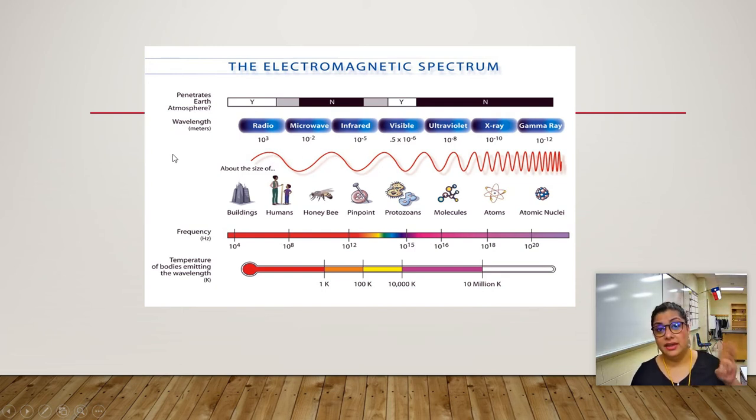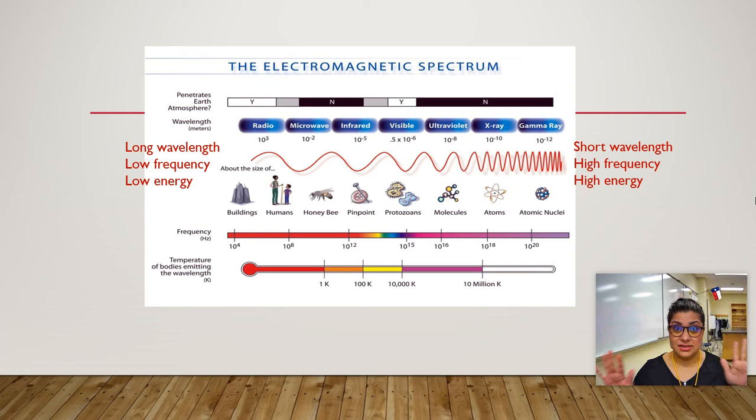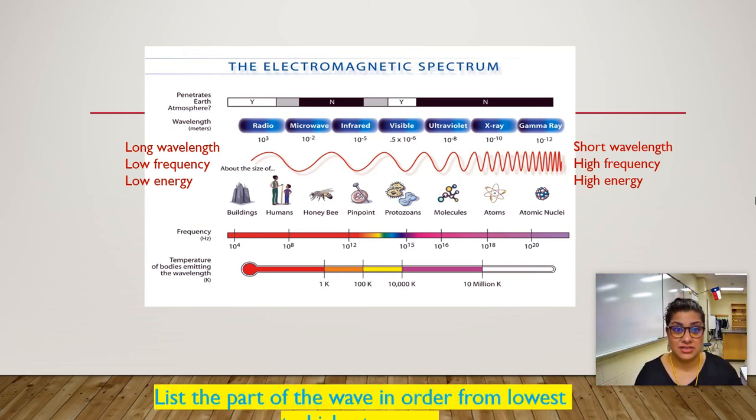That third one, energy. Energy and frequency are directly related. Energy will do whatever frequency does. So if frequency is low, energy will be low. So we have long wavelength, low frequency, low energy on this side. And the other side is going to be the exact opposite: short wavelength, high frequency, high energy. So now that we've labeled the sides of our spectrum, we can tackle these types of questions.